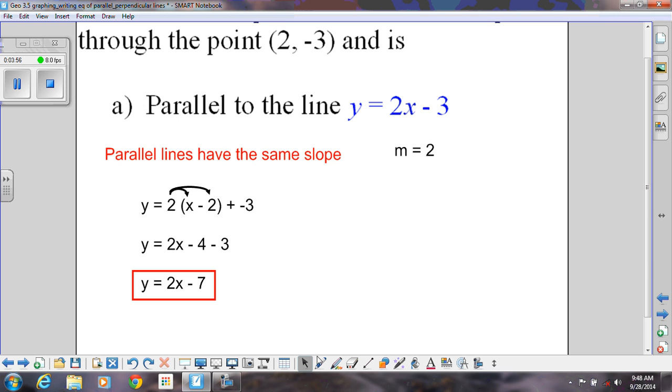Now if I had said write a line that is perpendicular, so if I said I don't want parallel, I want perpendicular, then I would do the same exact thing, except my lines would not have the same slope, they would have opposite reciprocals. Remember we talked about that before. So I wouldn't have a slope that was 2, I would have a slope that is -1/2. That's the opposite sign, and the reciprocal, we flip that fraction around. So I would have a -1/2 right here, and I would do the same exact process.